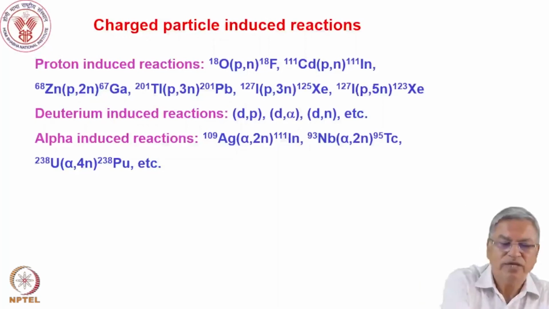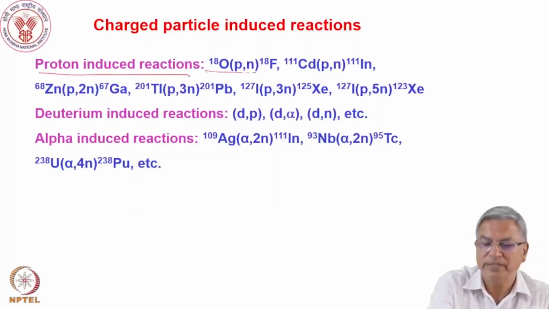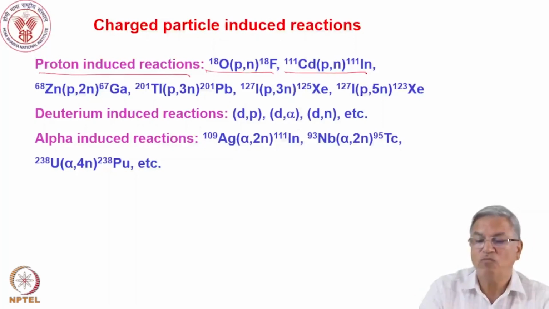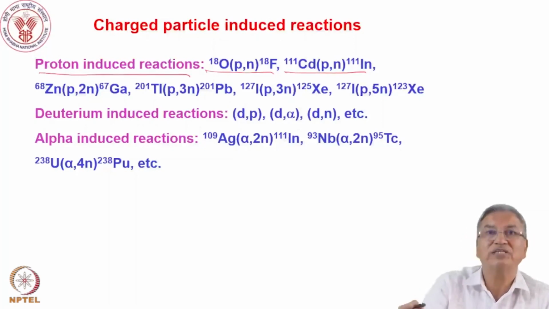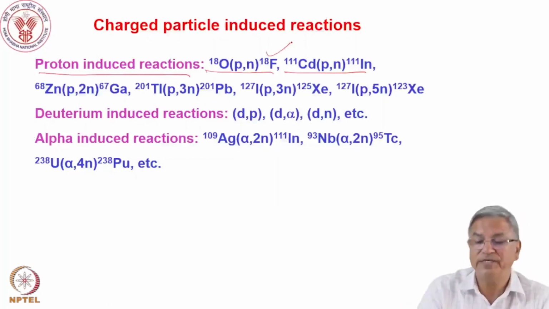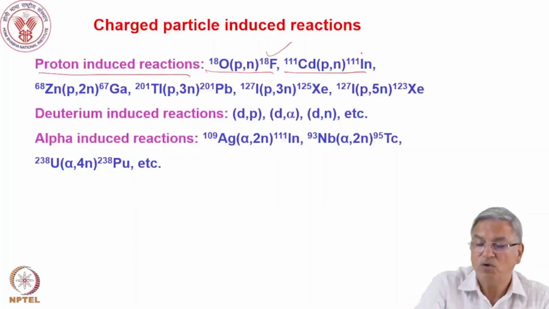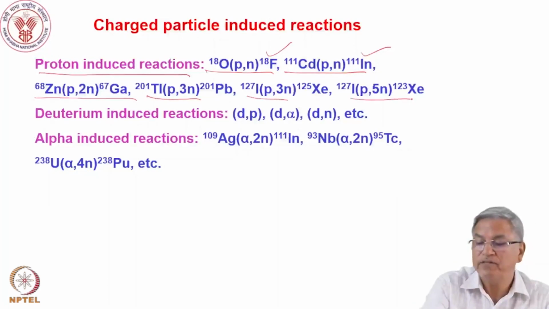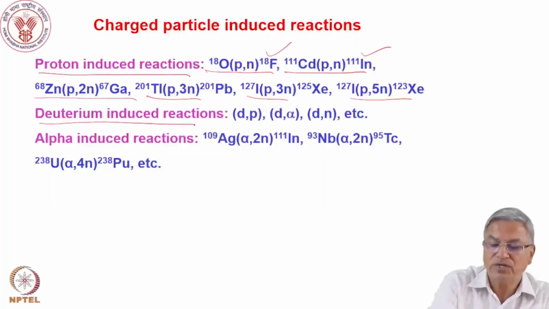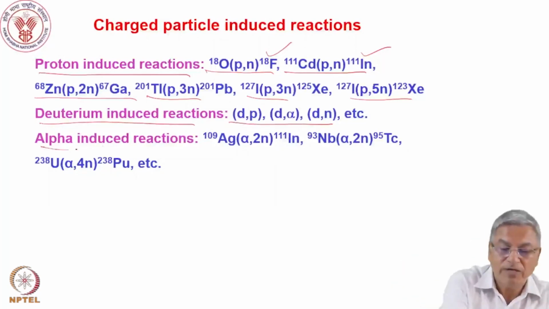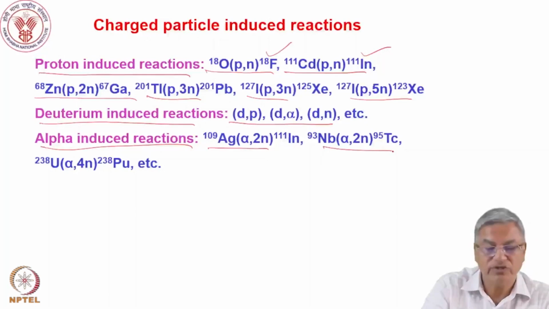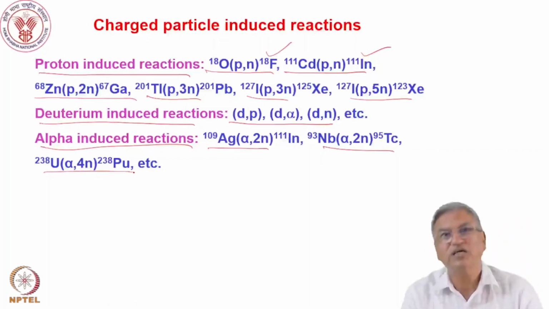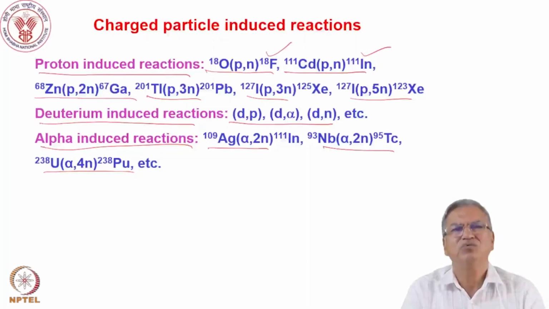Now you can have proton induced reactions like oxygen 18 (p,n) fluorine 18, cadmium 111 (p,n) indium 111. These reactions are used to produce useful isotopes like fluorine 18, a positron emitter, and indium 111 in nuclear medicine, and zinc 68 (p,2n), (p,3n) and so on. These are some of the useful isotopes and how they are produced. A proton is bombarded on the target, and the compound nucleus emits neutrons. For deuteron-induced reactions, you can have (d,p), (d,alpha), (d,n), and for alpha-induced reactions, you can have (alpha,2n), (alpha,3n), and (alpha,4n) types of reactions. So these are the kinds of reactions that can happen with charged particles.